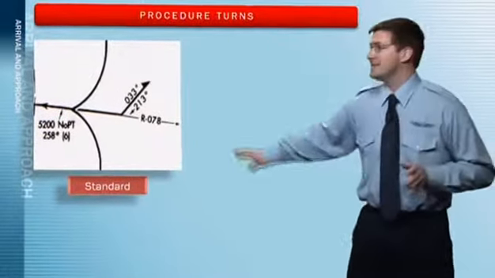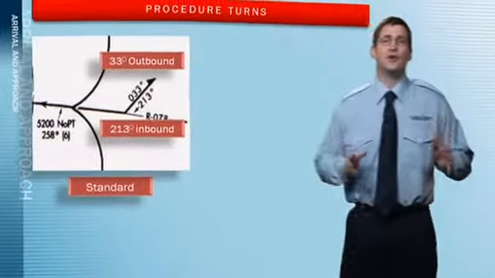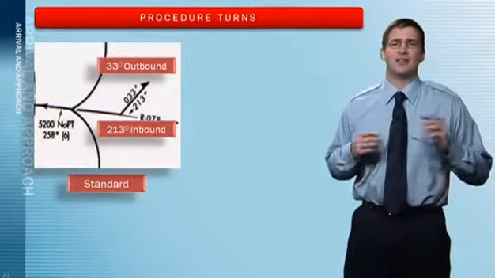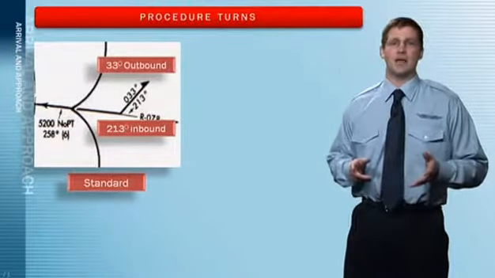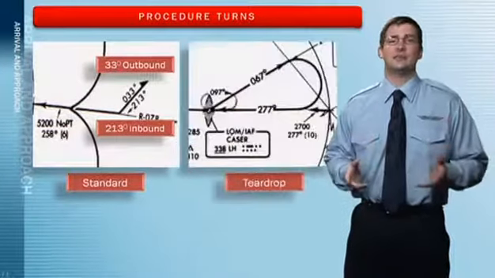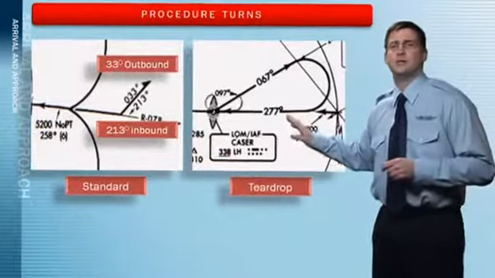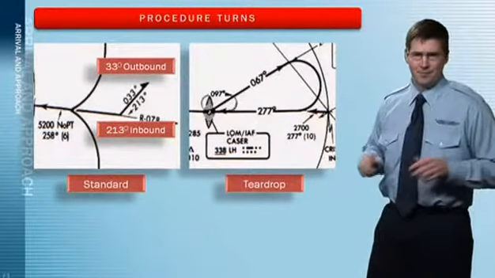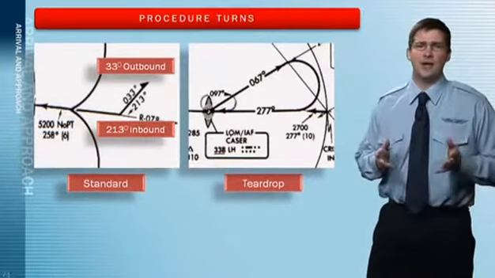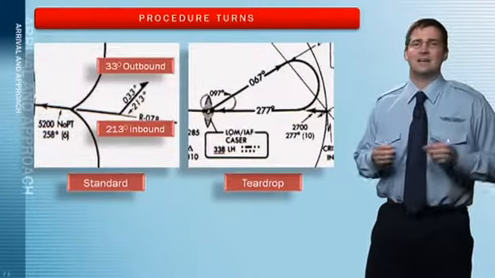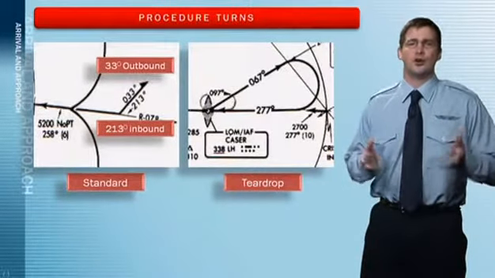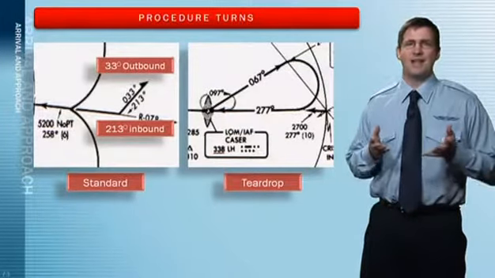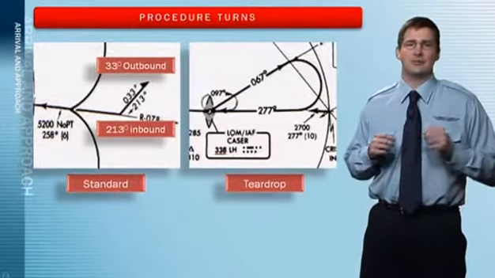See this barb with these headings? You see that right here? Those headings instruct the pilot to fly 33 degrees outbound and 213 degrees inbound on the approach. A teardrop pattern can also be used. Here, in this particular example, the aircraft departs the locator outer marker on a heading of 067 until crossing a particular radial, then turning to form the teardrop shape and fly inbound on the 277 degree heading.